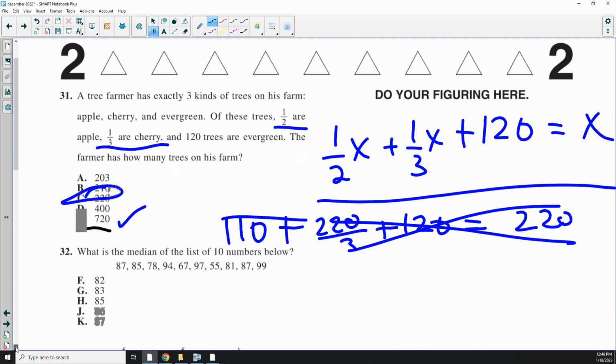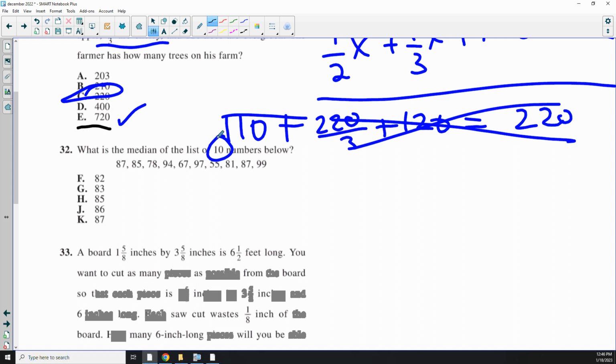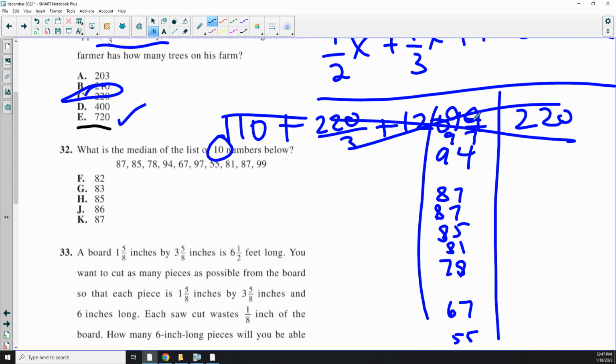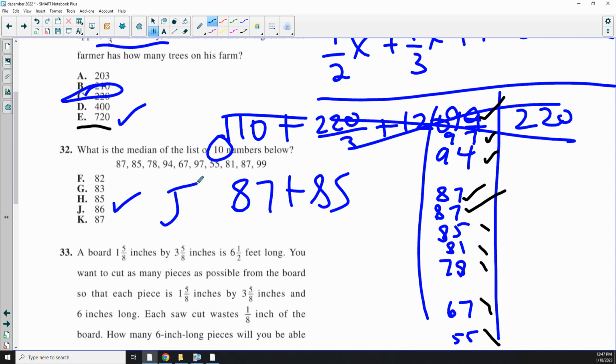The median, oh no, it's an even number of numbers. So you're at 87, 85, 78, 94, 67, 97, 55, 81, 87 again, and 99 is going to be the top number up here. Sorry for the mess, but that would be 1, 2, 3, 4. There's my high five. And where's my low five? 1, 2, 3, 4, 5. The median is the average of 87 and 85. It's J, 86.